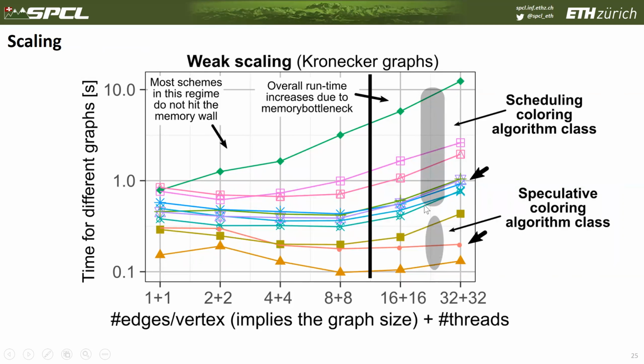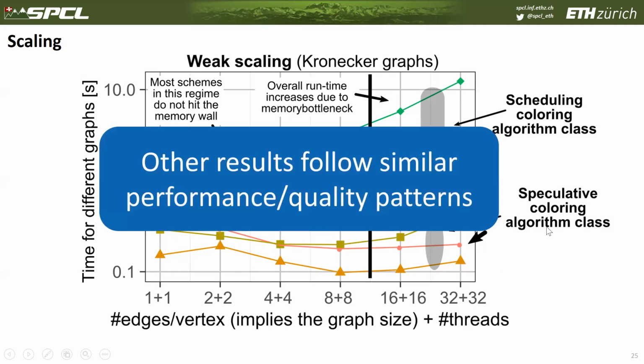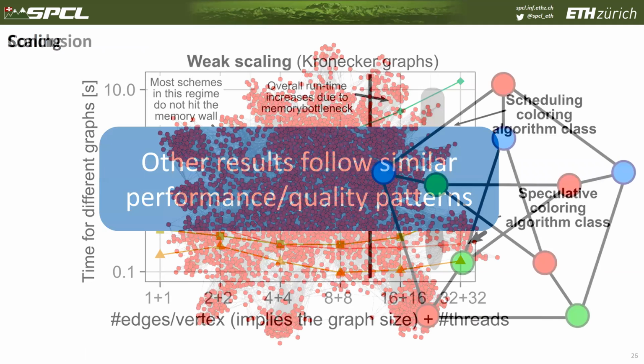The rounded rectangle indicates the schemes based on color scheduling, and the circle indicates schemes based on speculation. In each of these two categories of schemes, we indicate our scheme with the bolded arrow, and we can see that we scale either similarly or slightly better than other schemes, especially visible in the speculative coloring class. We have much more data in the paper, and this data follows similar performance and quality patterns.